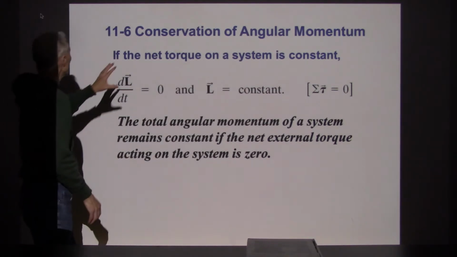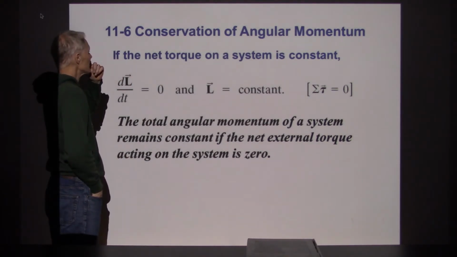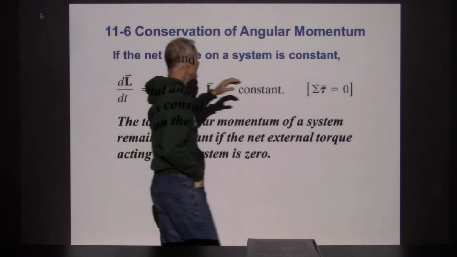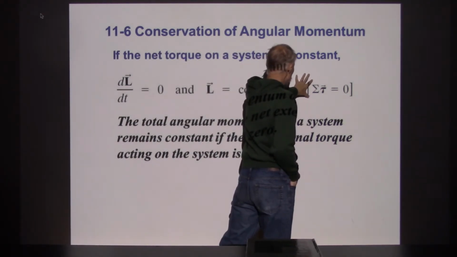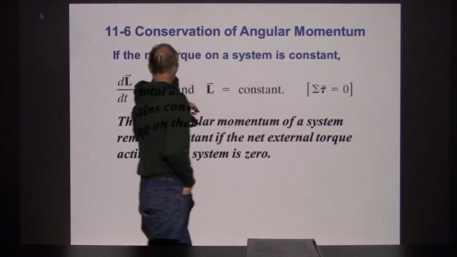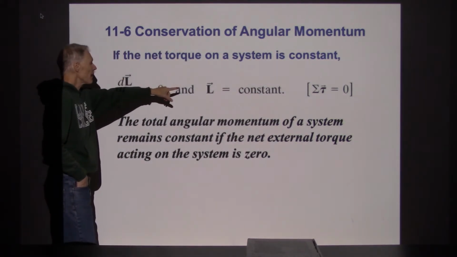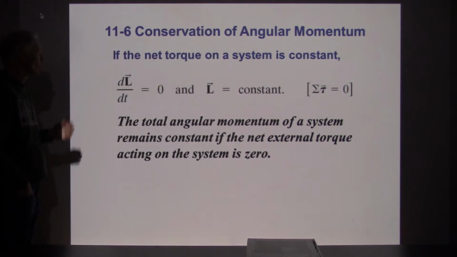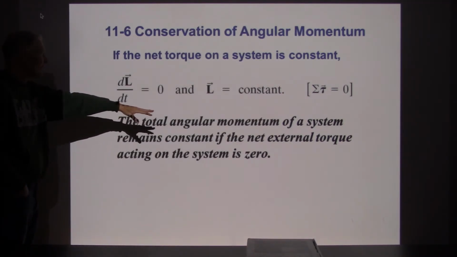Okay, I think what they want is: if the net torque on a system is 0, constantly 0, then the angular momentum remains a constant value. So maybe I need to get back and see if I can get that edited. The total angular momentum of a system remains constant.